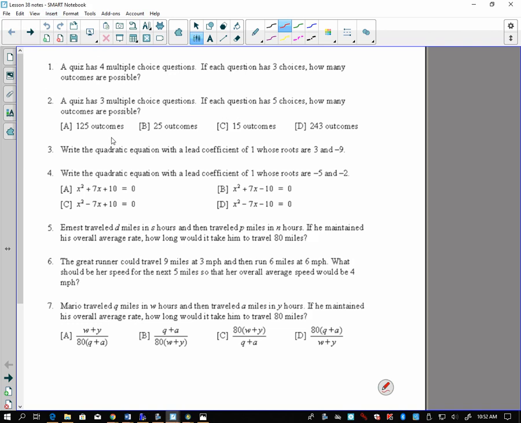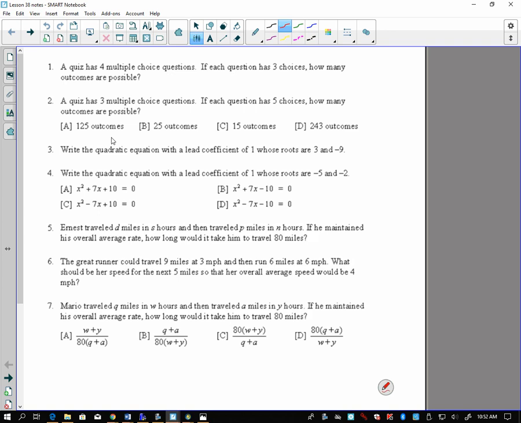All right. This is Algebra 3, Lesson 38. Starts on page 269 in your book. Deals with fundamental counting principle and permutations, designated roots, overall average rate. Okay. Let's see. So questions 1 and 2 are talking about fundamental counting principle.